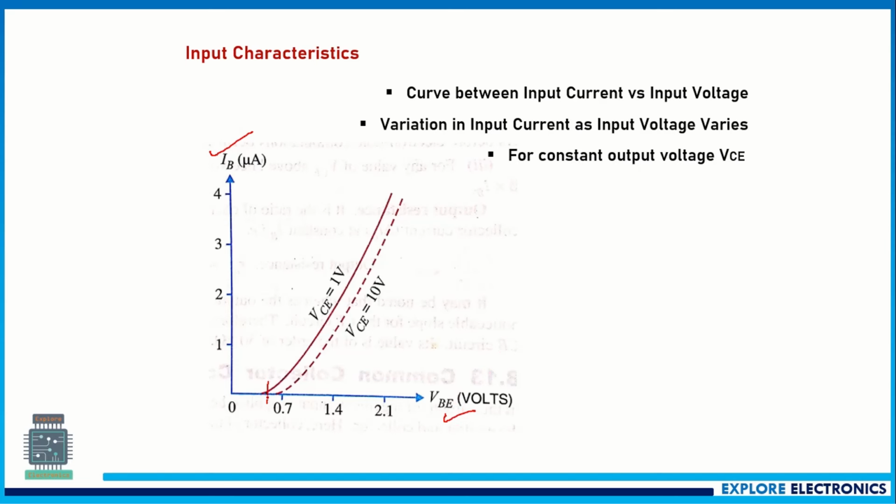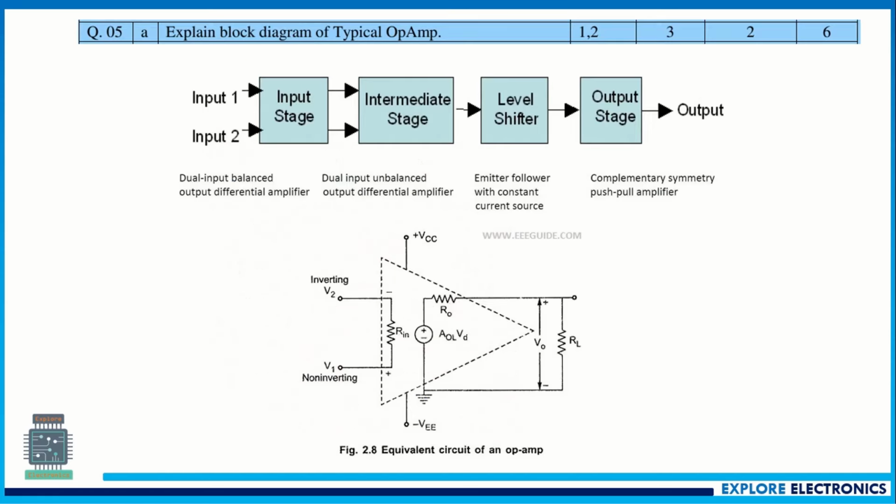As VBE increases beyond 0.7 volts, since this is the threshold voltage for the BJT, after 0.7 volts of base voltage the current will start to increase. If VCE is set as 1 volt, this is the curve. If VCE is set as 10 volts, this is the curve.